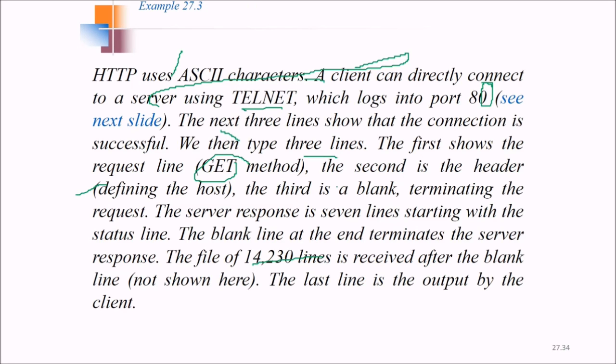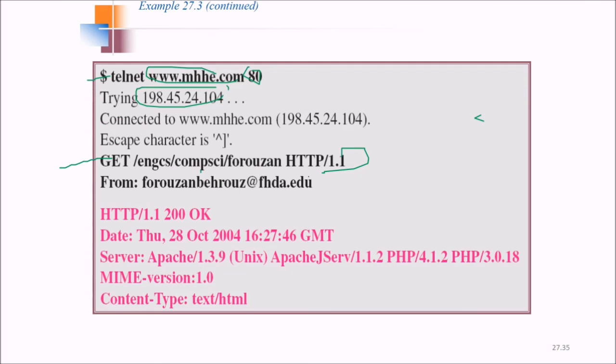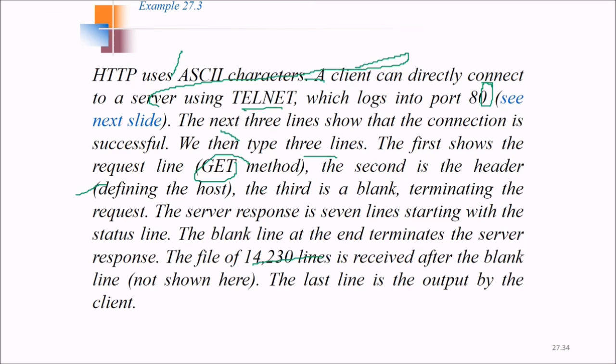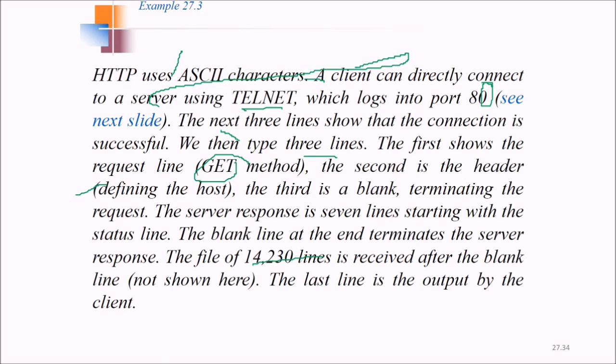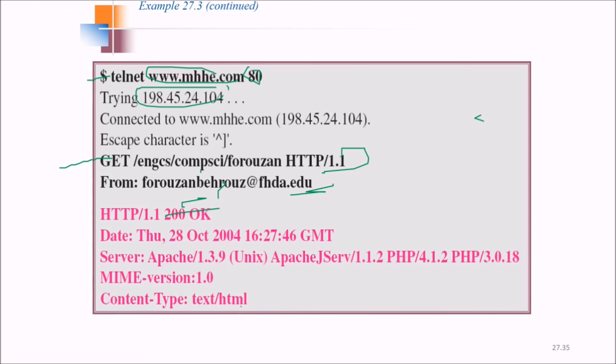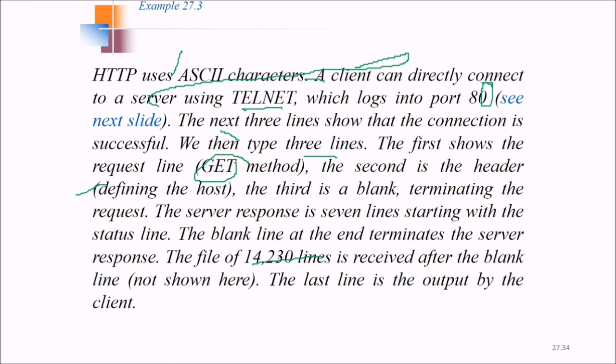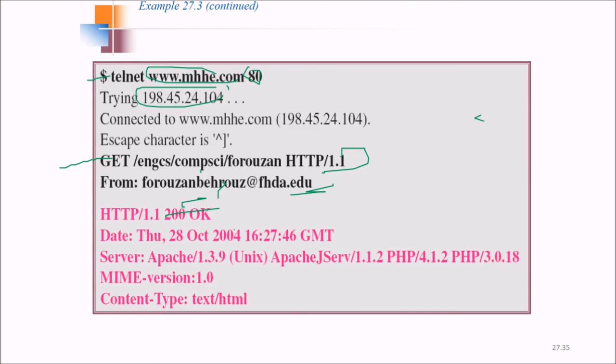The next is the header. The second is the header. This is the header. And then again the line is blank here, which is the termination of the request. Then the server response is 7 lines, starting with the status line. So these are 7 lines, various lines, and a blank line at the end terminates the server response. So the file of this many lines is received after the blank line. The last line is the output of the client. So this is the response by the server.